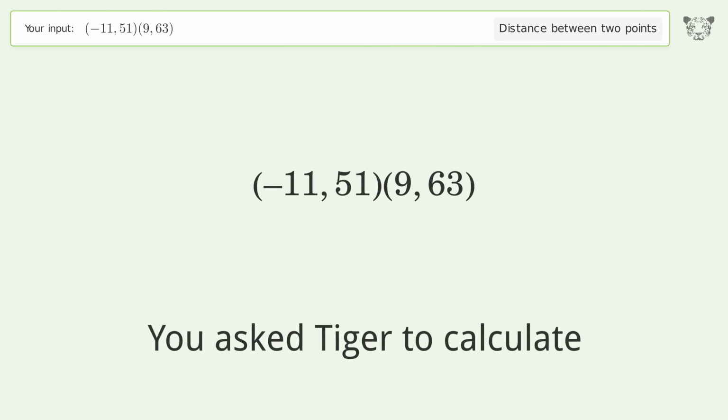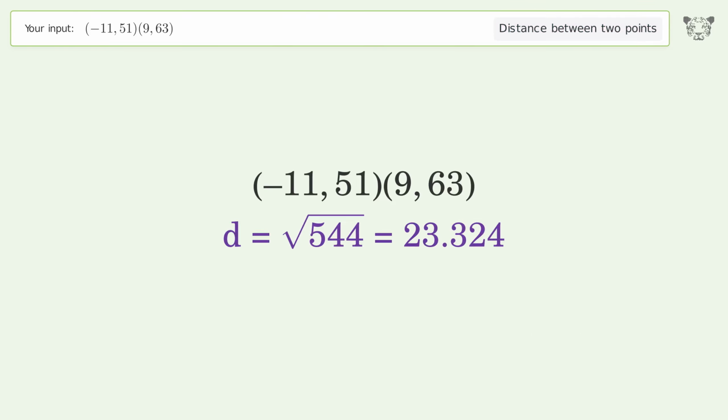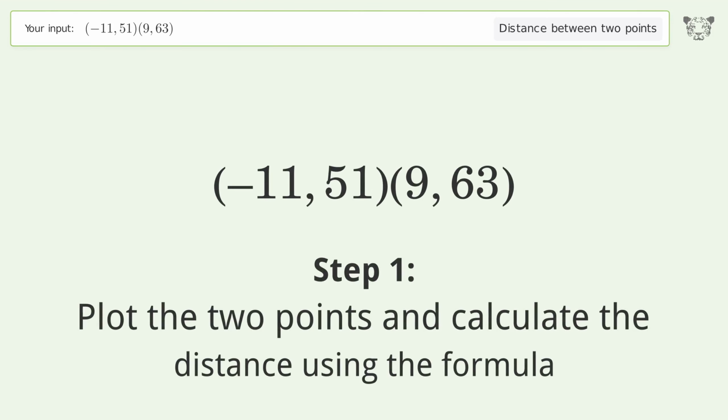You ask Tiger to calculate. This deals with the distance between 2 points. The distance between the 2 points is the square root of 544, or 23.324. Let's solve it step by step. Plot the 2 points and calculate the distance using the formula.